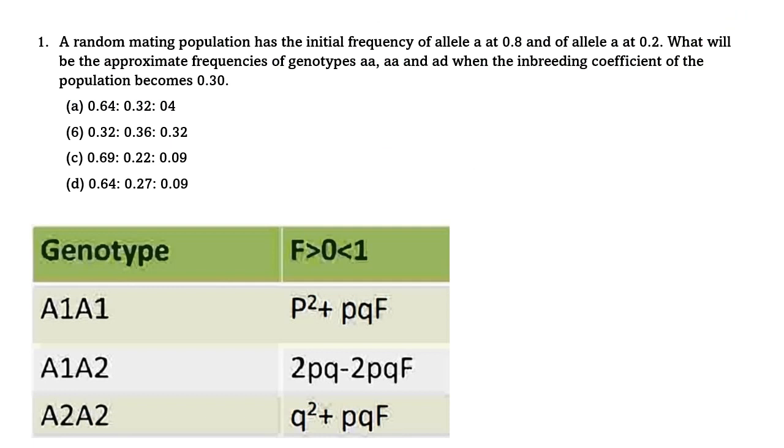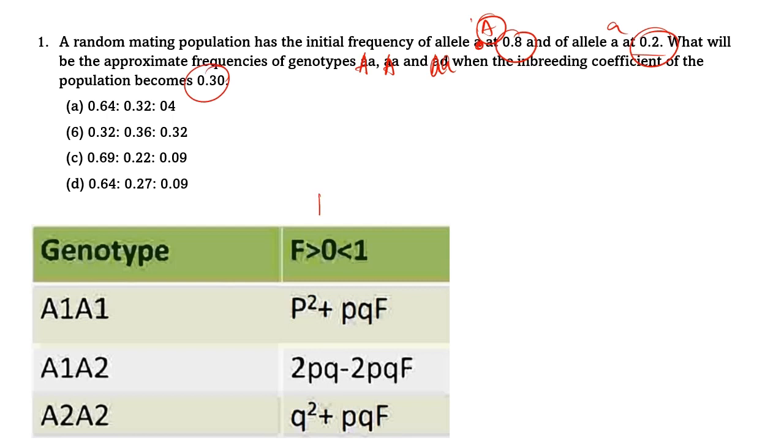So let us start with the first question, and this might be a little unfamiliar to you all. The question says: a random mating population has an initial frequency of 0.8 for the capital A allele and 0.2 for the small a allele. What will be the approximate frequencies of genotypes capital A capital A, capital A small a, and small a small a when the inbreeding coefficient of the population becomes 0.30?